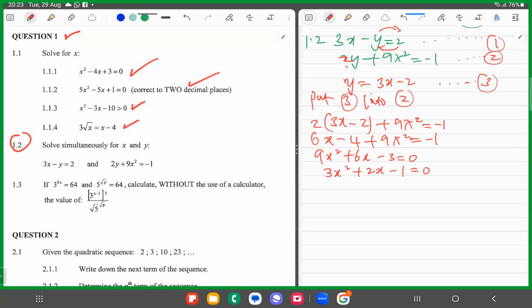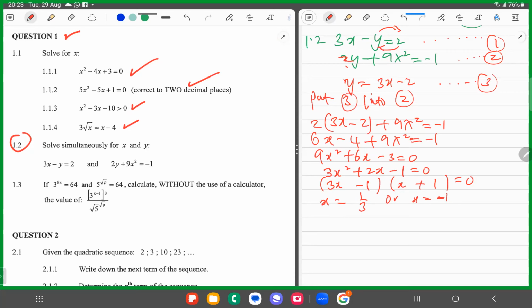Right, so we get the factors of this. What are the factors of this? Of 3x squared, we know that 3x and x, and the factors here are 1, 1. You put minus, plus, from which you're able to see that x is 1/3 or x is minus 1.